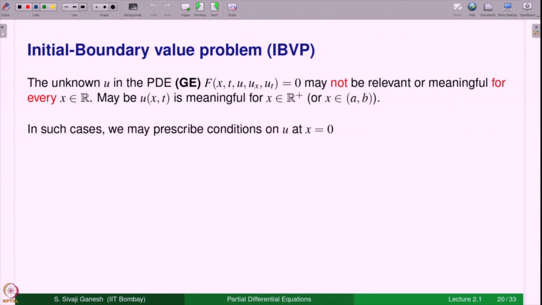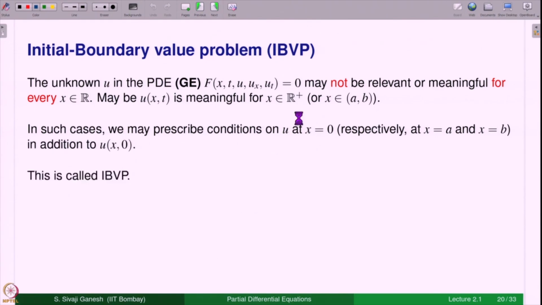In such cases, imagine the first case, if it is meaningful only in R plus, then x equal to 0 is a boundary of R plus, a boundary point. And if you are studying x in (a, b), then there are 2 boundary points, x equal to a and x equal to b. At these points you need to prescribe some conditions. That is what is called an initial boundary value problem.